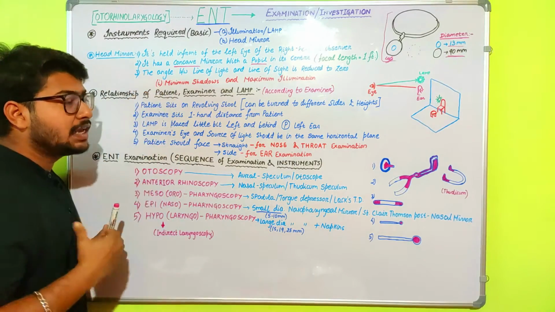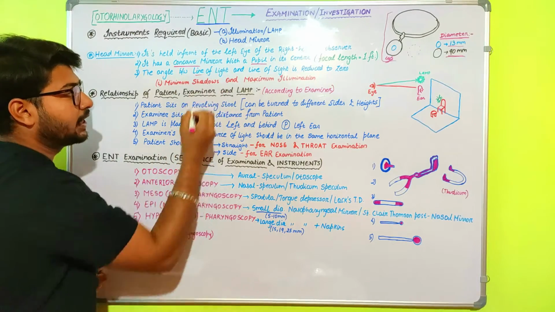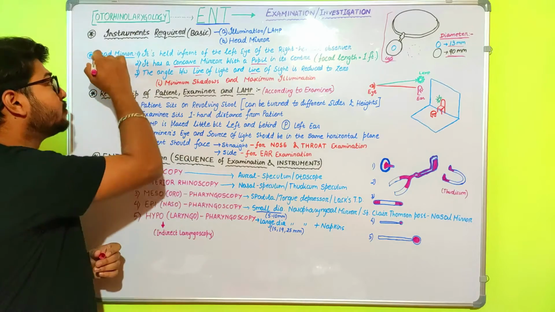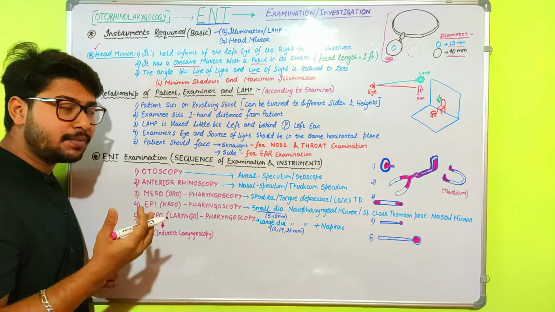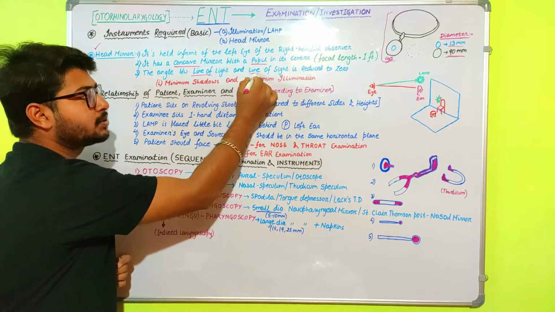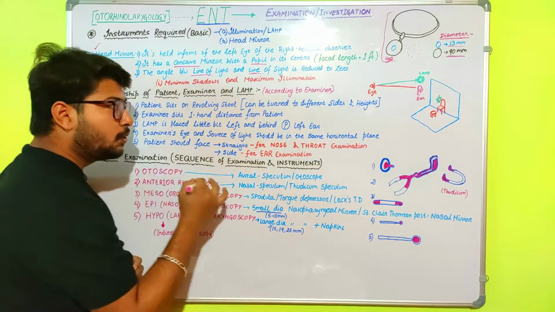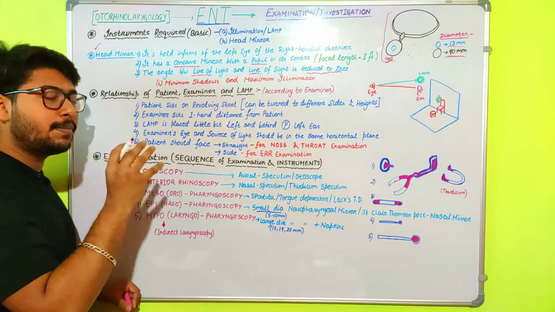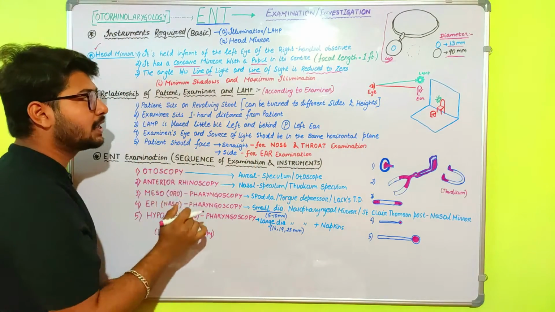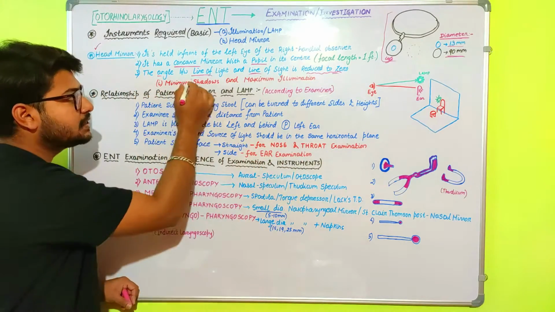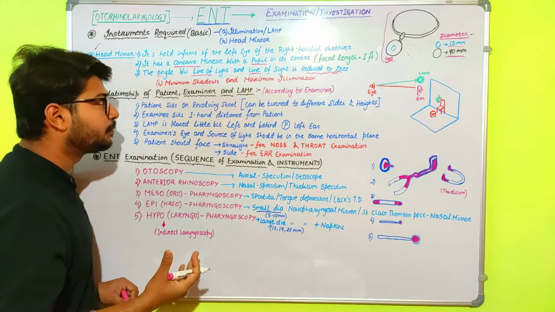Next, the angle between the line of light and the line of sight is reduced to 0. By the use of this head mirror, we can reduce the angle between the line of light and line of sight, and it should be reduced to 0. For proper examination of the ENT organs, this angle should be 0. Why? And what are this line of light and line of sight?